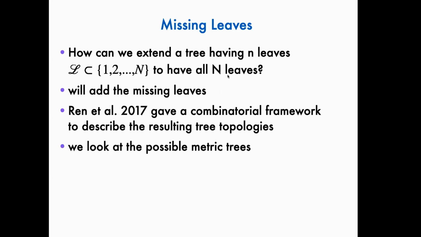The problem we're going to think about here is: if we have a tree with n leaves, which is a subset of capital N leaves, how can I extend the tree to that, and how can I think about these extensions of trees? There's a paper, Wren et al., by Ruth Davidson and a bunch of undergrad students she worked with, who gave a combinatorial framework for thinking about what tree topologies are possible when you add the missing leaves. And we want to look at what happens with metric trees.